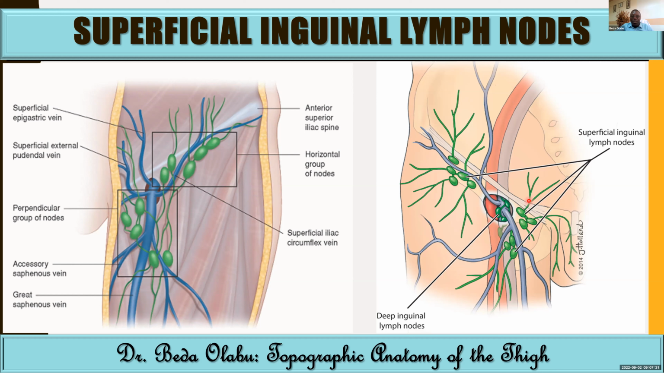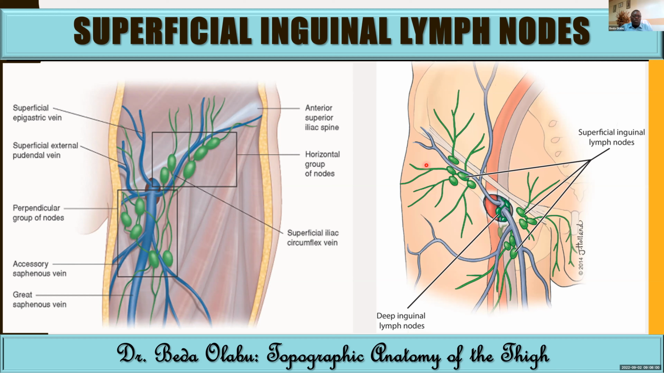So that's the territory of the superficial inguinal lymph nodes, vertical and horizontal group. Vertical group along the great saphenous vein termination, draining leg, foot, thigh, with some exceptions which go to the popliteal nodes. The horizontal group divided into medial and lateral portion, the medial group draining the external genitalia and some parts of the anterior abdominal wall, the lateral group draining the gluteal region and again some parts of the anterior abdominal wall.